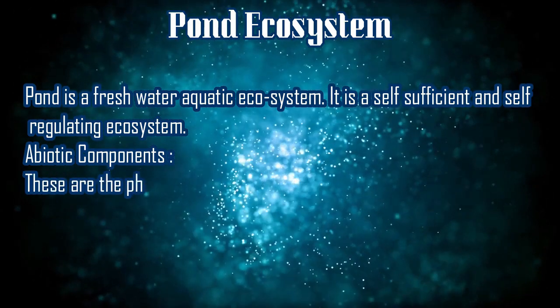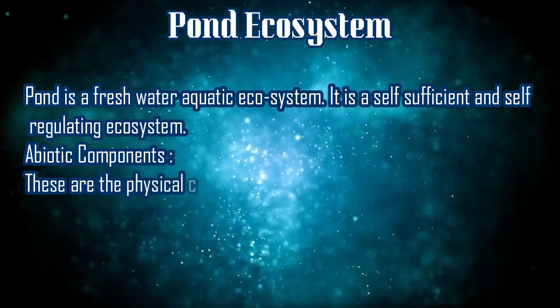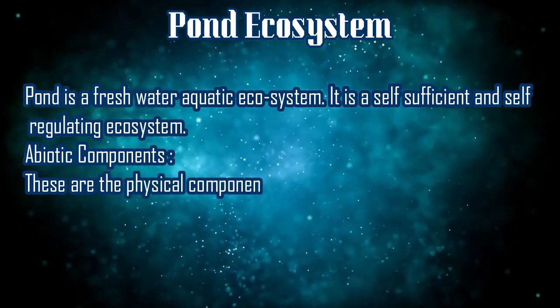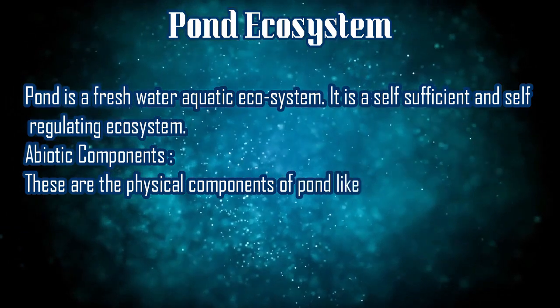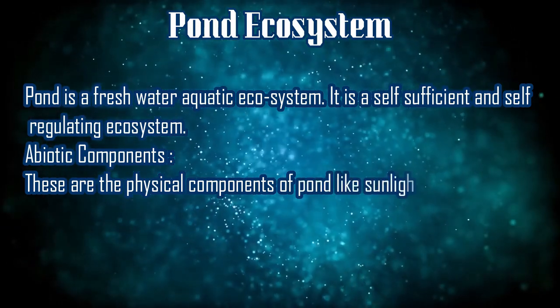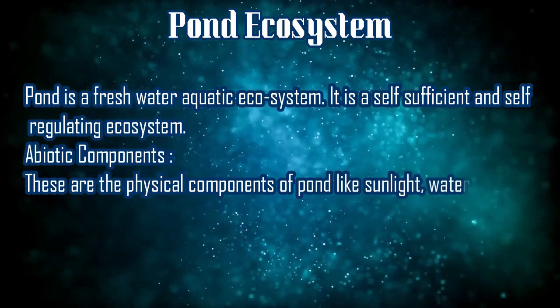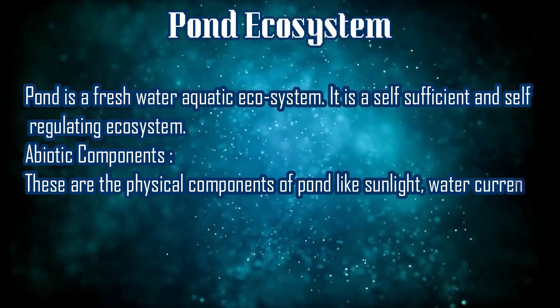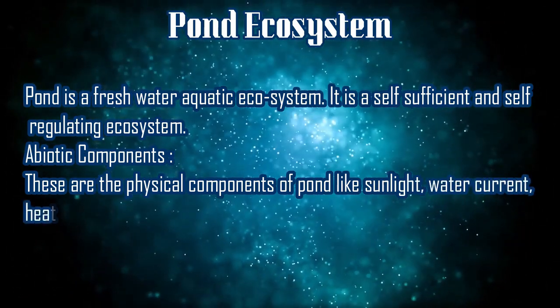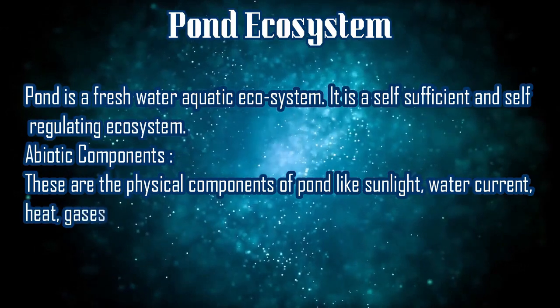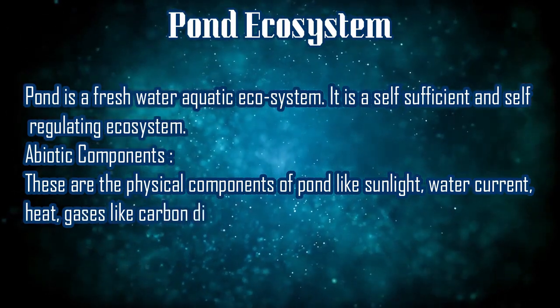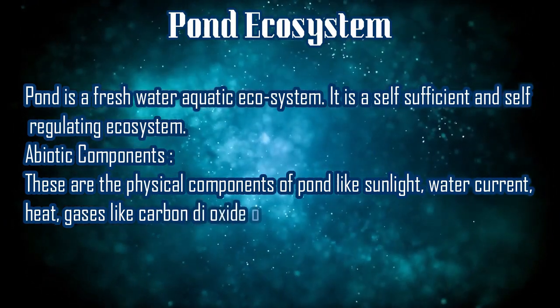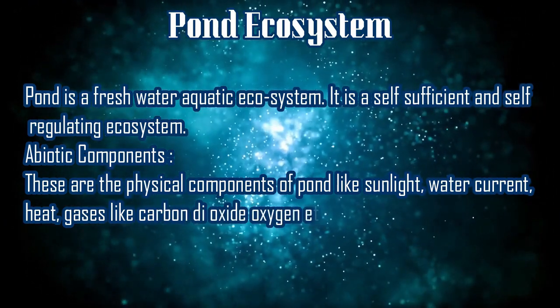Now what type of abiotic components can we find inside the pond ecosystem? Now these physical components of the pond, like sunlight, water current, heat, gases, carbon dioxide, oxygen, etc., these are all abiotic components. The main abiotic component is water, followed by sunlight, and heat is there, small amounts of gases are there. There is dissolved oxygen, as you know, present, and if oxygen is present, then carbon dioxide will also be present, right? So all this belongs to the abiotic components present inside the pond.